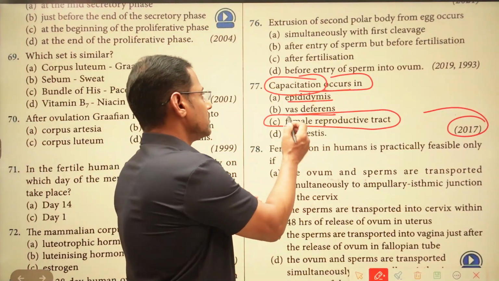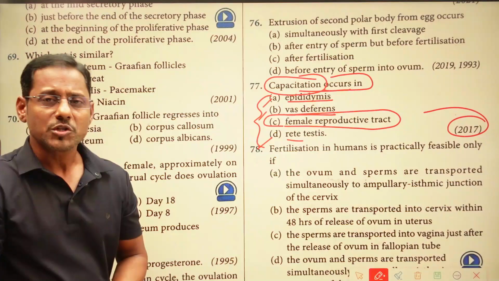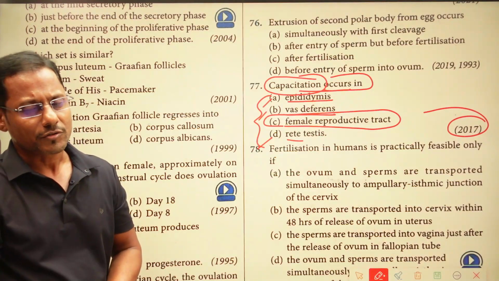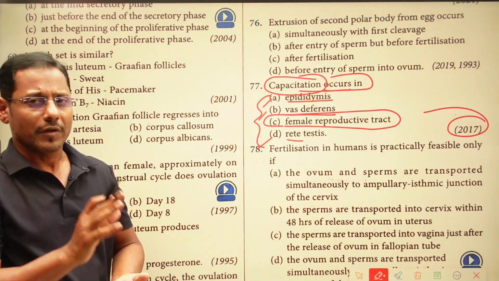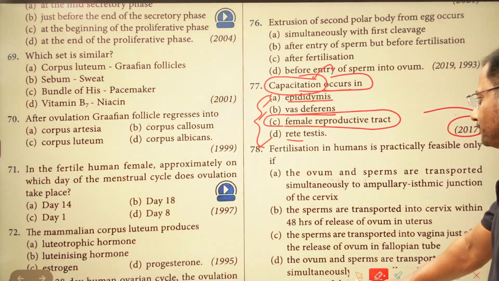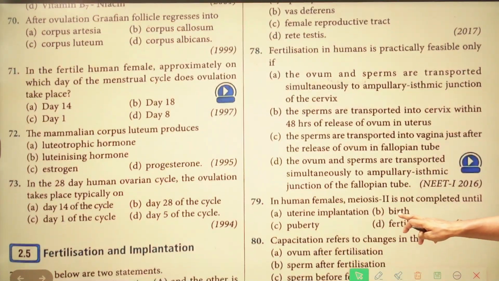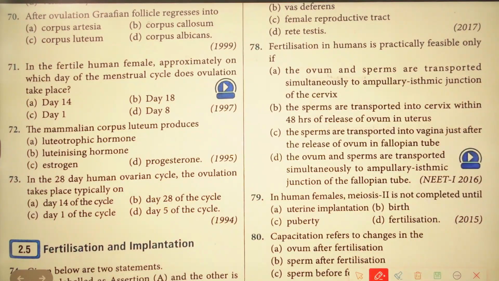Right? Read it as these three belong to the male reproductive system, but capacitation generally occurs in the female reproductive tract by the secretions of the female reproductive tract. Keep it in mind, right? This is the capacitation. Now, we will see the next one.